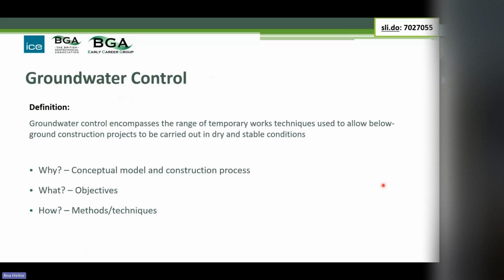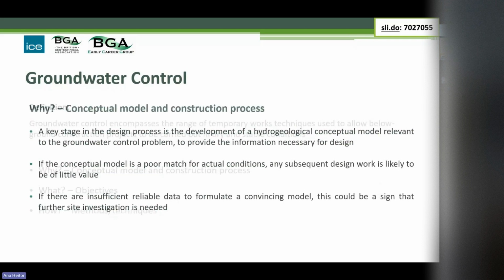And the reason I put it like this is I argue that you can apply this approach to almost any geotechnical process, because you need to understand why you're doing it, you understand what you need to achieve, and then how you achieve it. So let's look at the why part.